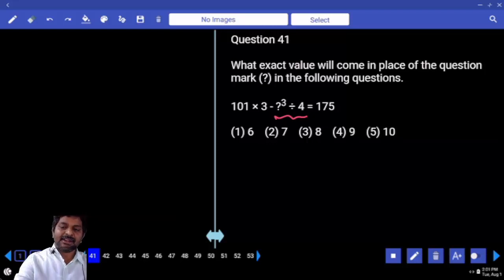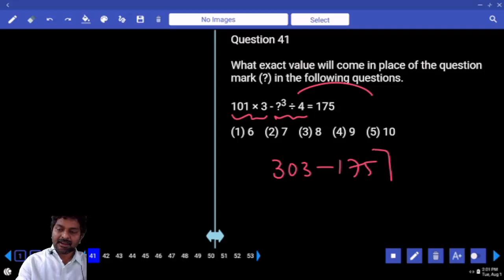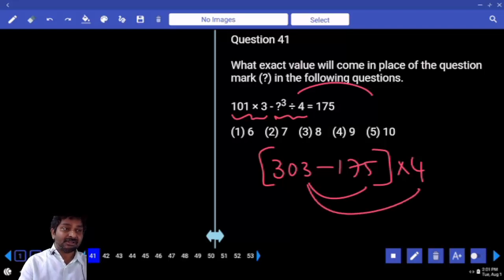This value goes to right hand side. 175 comes left hand side, minus 175. Already how much is there? 303. And which is equal to x cube divided by 4 only. Then x cube value is equal to into 4. 3 minus 5 ends with 8 into 4 ends with which cube ends with 2? Third option.